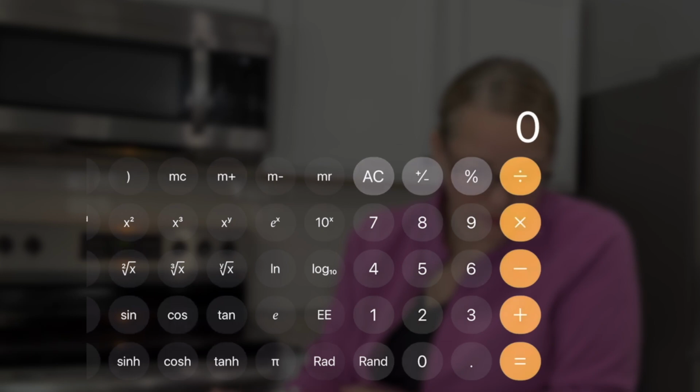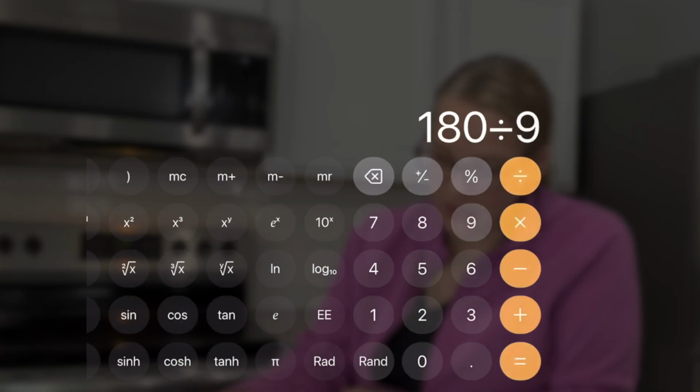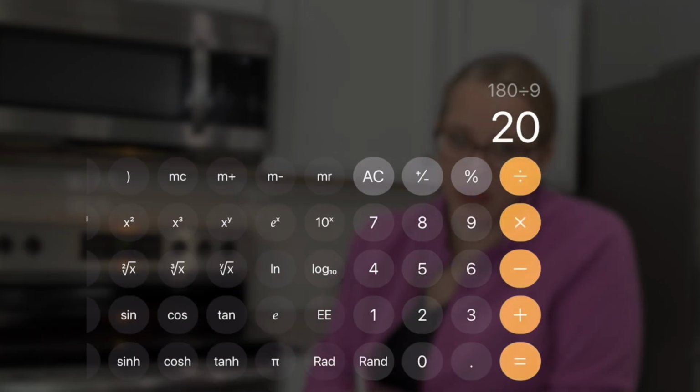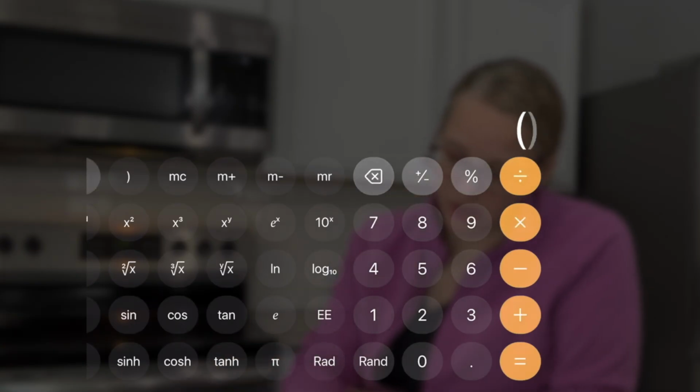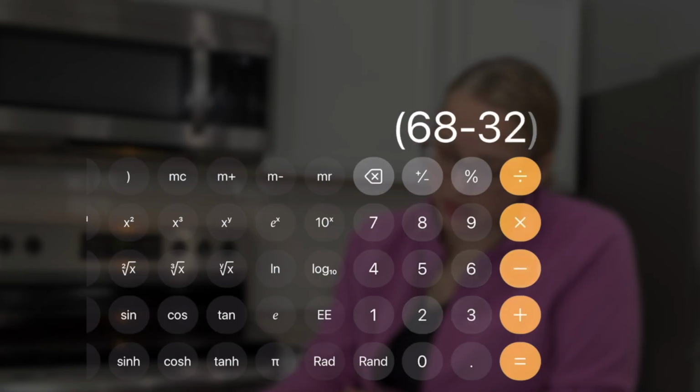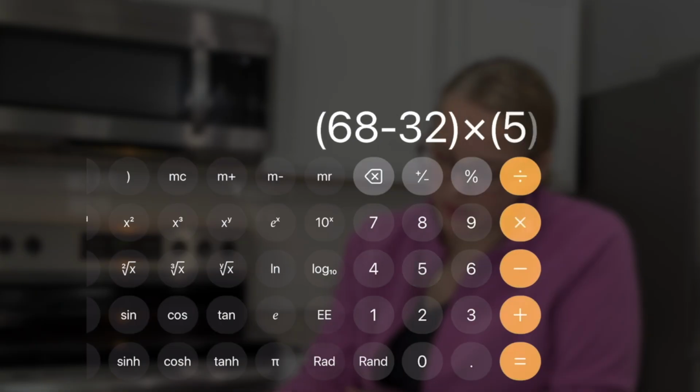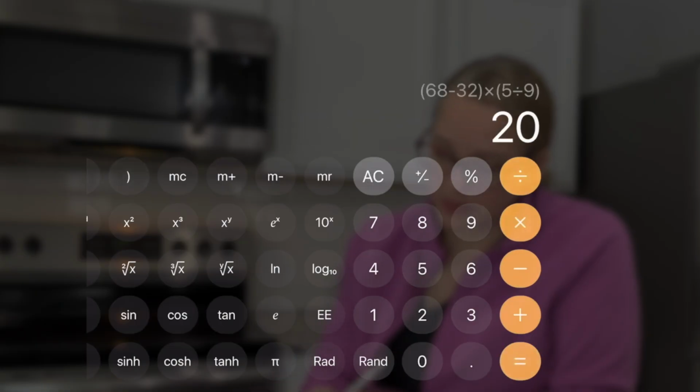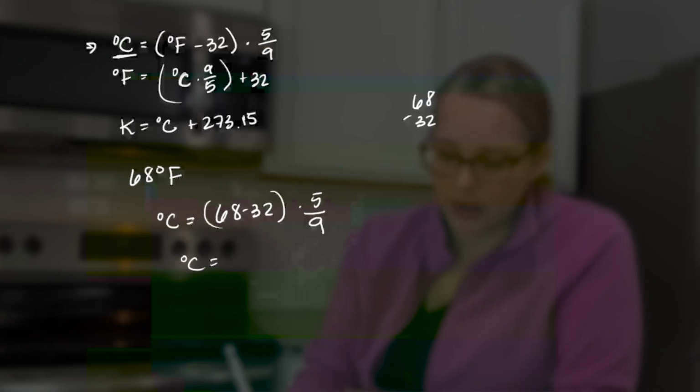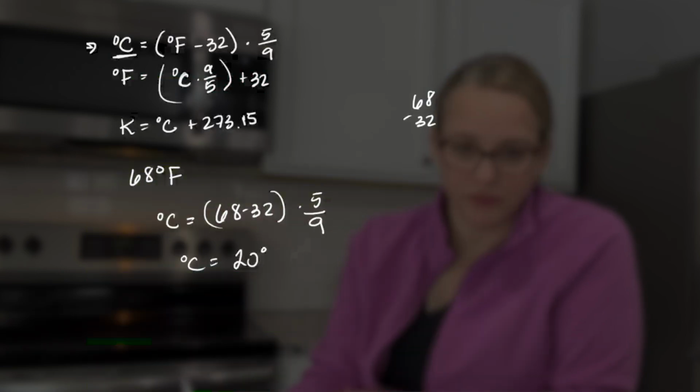So I would do 68 minus 32 times 5 divided by 9 gives me 20. Or if you wanted to do it with the parentheses, you would need to do 68 minus 32 times 5 divided by 9. And you get 20. So our answer on here would be 20 degrees. So 68 degrees Fahrenheit is the same as 20 degrees Celsius.